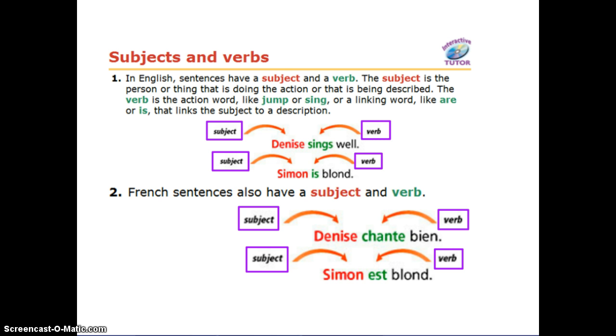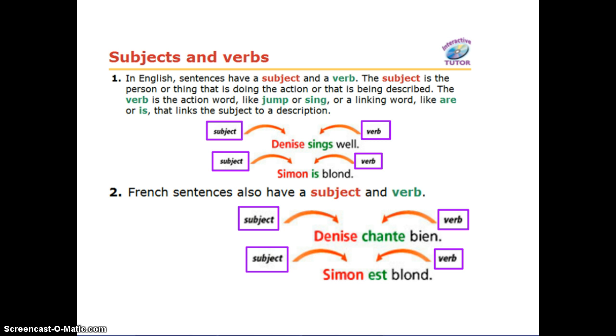The next sentence is one in which the person or the subject is being described. So you have Simon is blonde. Simon is the subject of the sentence. That's the person or thing that the whole sentence is about. Now in this case, there's really no action word in the sense of somebody moving around doing something, but the word is your verb because it's that linking word that is linking the person to the description word. And in fact, Simon is being blonde, if you want to think of it that way. But either way, is is the verb.